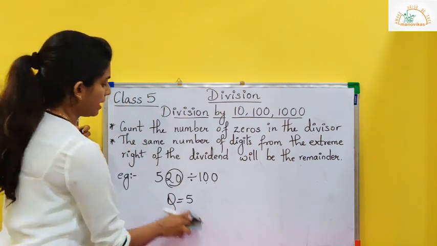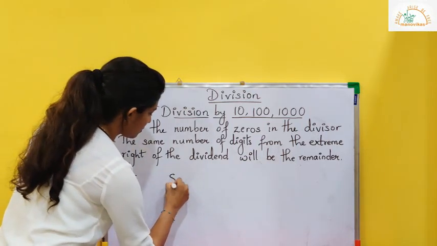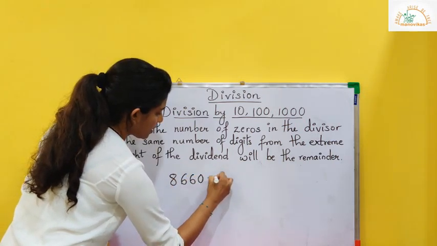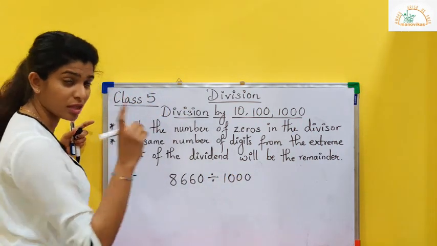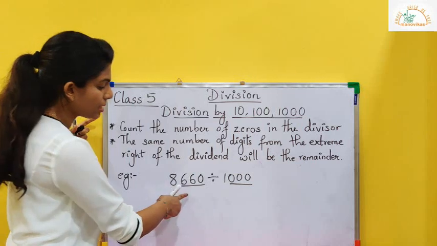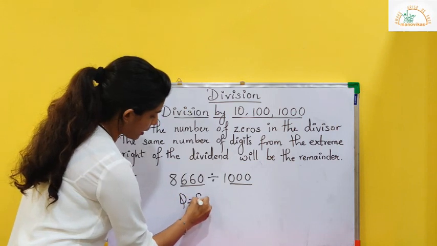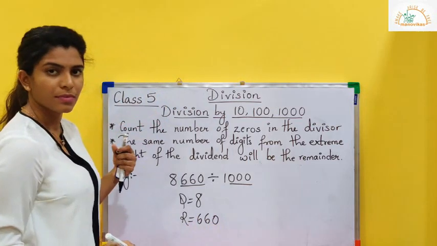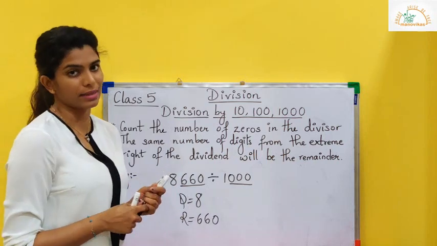Understood, students? Alright, let's take one more example. 8,660 divided by 1,000. So first count the number of zeros. There are 3 zeros, so 3 digits from the right of the dividend. The quotient will become 8 and the remainder will be 660. Alright, I hope you understood how to do division by 10, 100 and 1000.